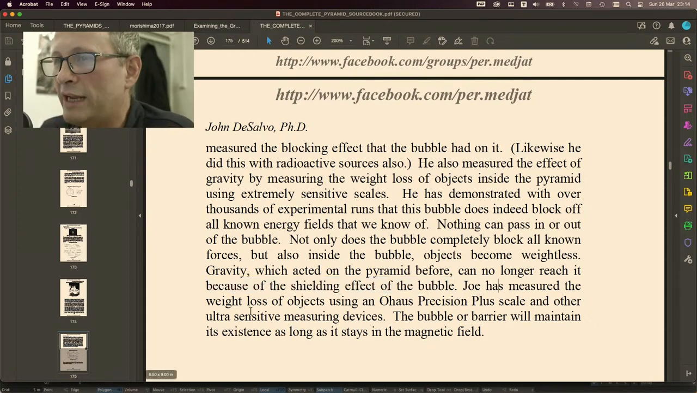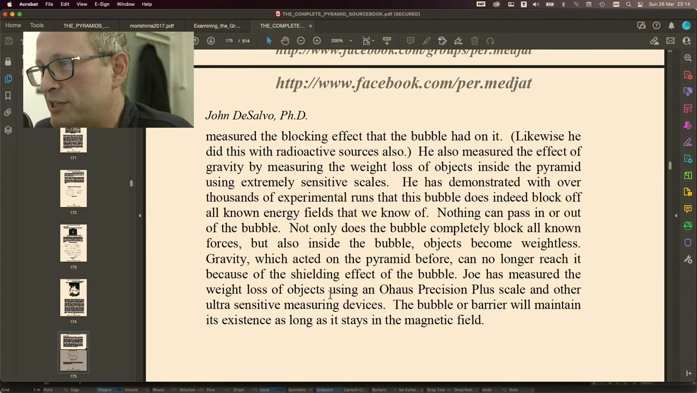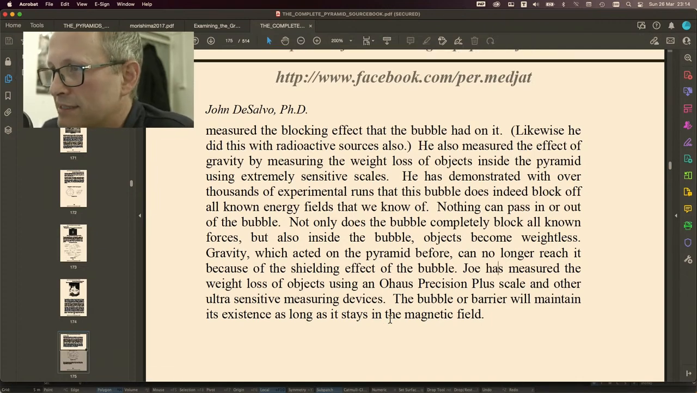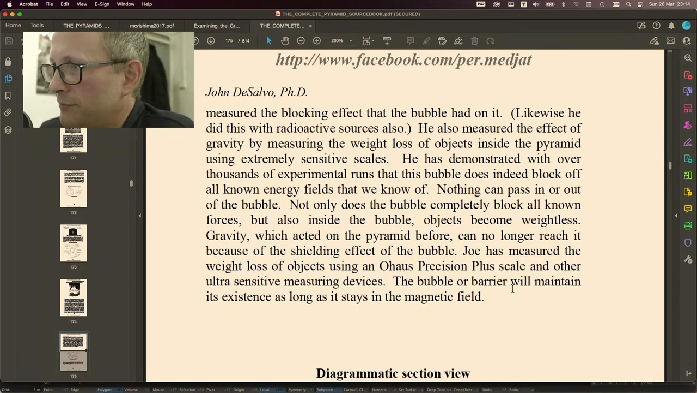Joe has measured the weight loss of objects using an Ohaus Precision Plus scale and another ultra-sensitive measuring device. The bubble or barrier will maintain its existence as long as it stays in the magnetic field.